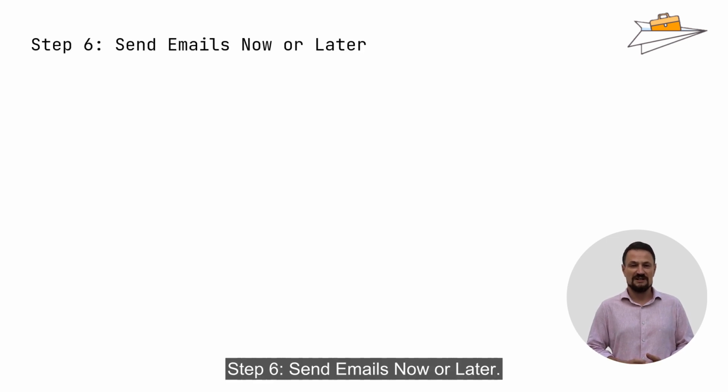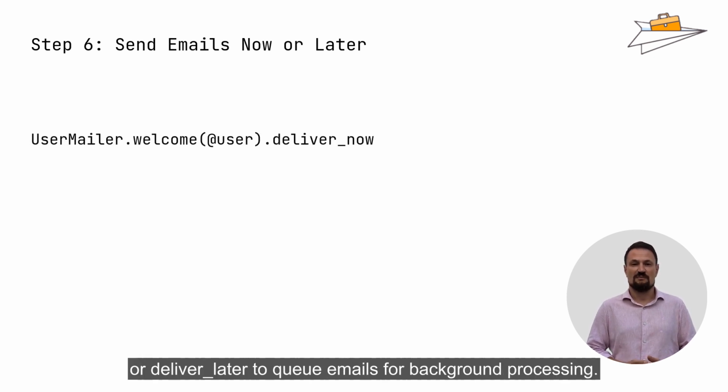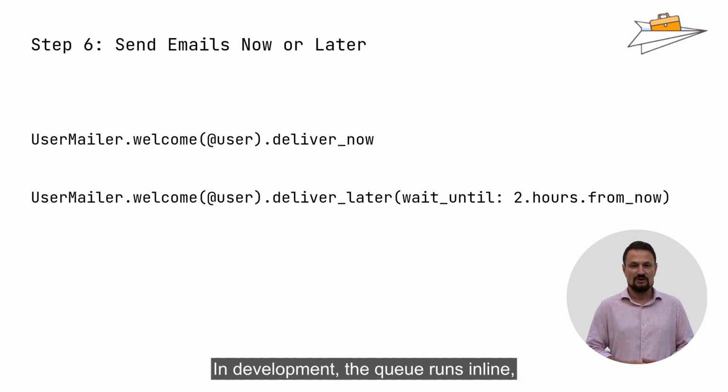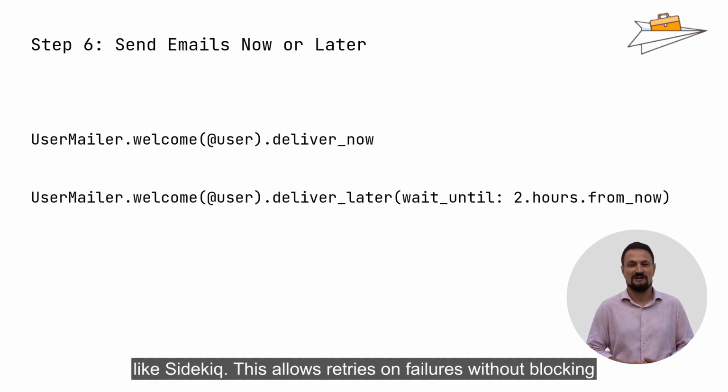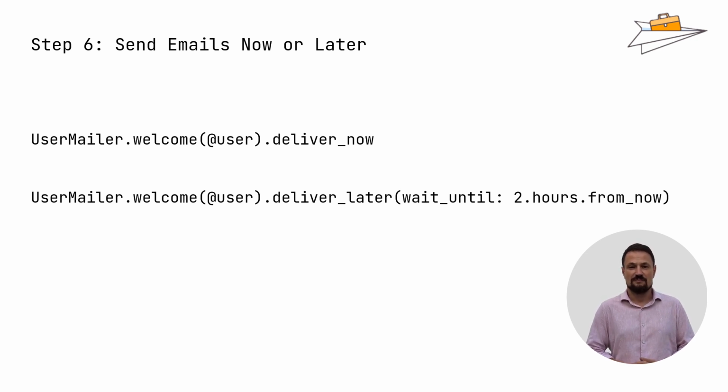Step 6. Send emails now or later. Use deliver_now to send immediately or deliver_later to queue emails for background processing. In development, the queue runs inline, but in production you configure a real background job adapter like Sidekiq. This allows retries on failures without blocking your script.